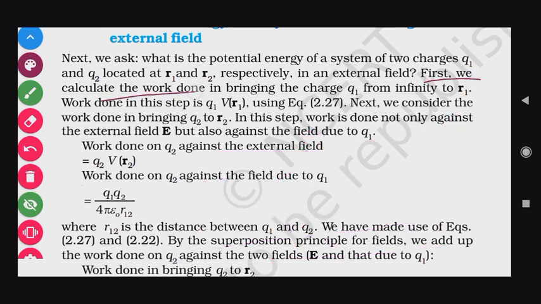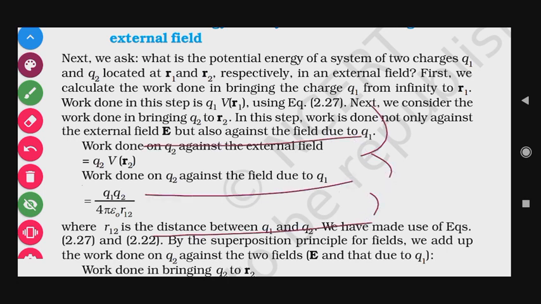First we calculate the work done in bringing a charge q1 from infinity to r1. We'll follow the same steps as we discussed in the two videos earlier. This is the electric field given, and first of all we'll bring the first charge q1 to some point r1 whose position vector is r1. I'll name this point A, so I'll bring the first charge q1 from infinity to this point. So what is the work I do?